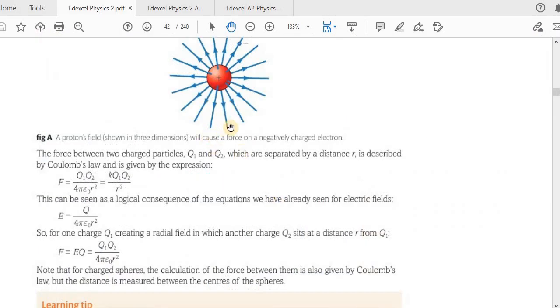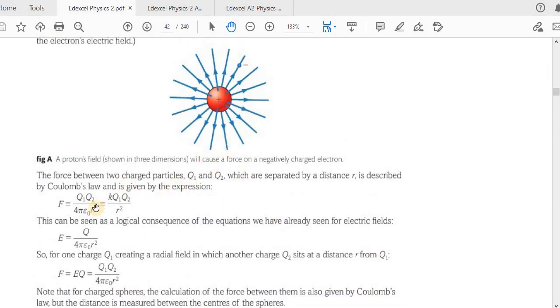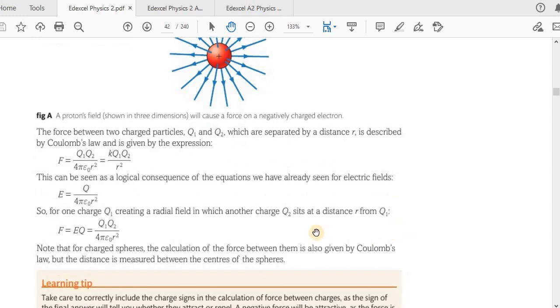Okay, so let's go back to what we were doing. The force between two charged particles q1 and q2, which are separated by a distance r, is described by Coulomb's law and is given by the expression. Now remember that k is equal to 1 over 4 pi epsilon naught. By the way, this epsilon is a Greek letter. This can be seen as a logical consequence of the equations we have already seen for electric fields. Now I showed you this earlier, we learned that in the previous video also.